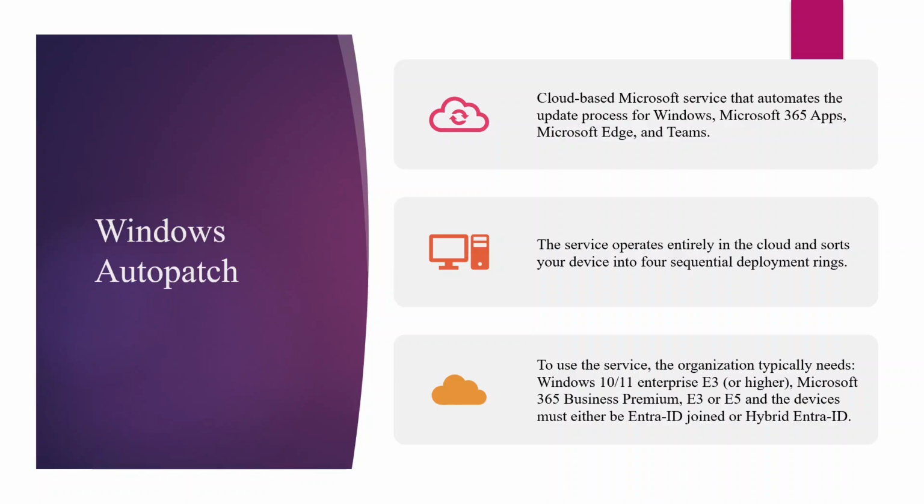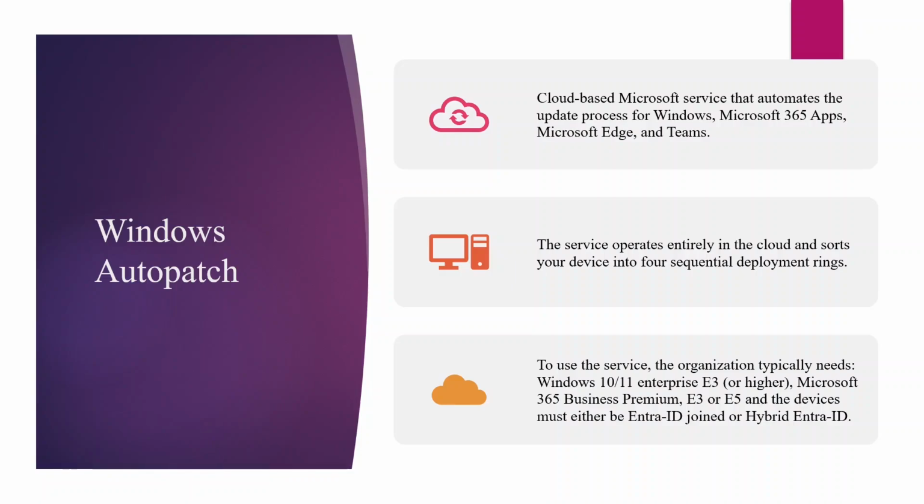Windows Autopatch helps by managing updates automatically using deployment rings. The service arranges devices into different deployment rings. Updates are first rolled out to smaller groups and then gradually to more devices. This helps reduce risk. If there is any issue, the Autopatch also has built in halt and rollback capabilities.